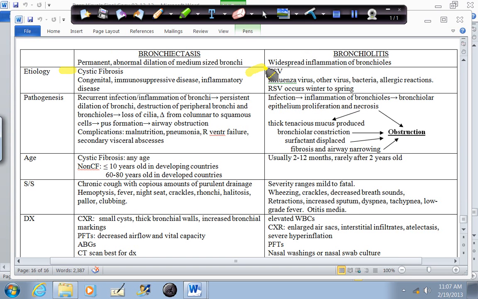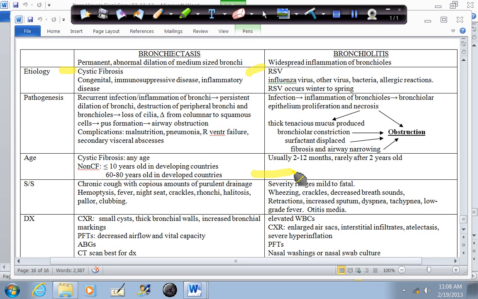About 50% of bronchiolitis is caused by that. And then also the influenza viruses, other viruses, bacteria, allergic reactions. Respiratory syncytial virus occurs between winter and spring. Okay. And down here, the age for that is usually between 2 and 12 months. We don't usually see it after 2 years old. When you see adults who have bronchiolitis, that's usually they're smokers.